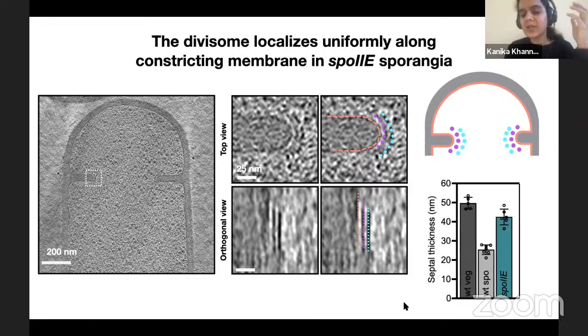And then we also measured the thickness of the invaginating septum. And what we see is that these SPO2E mutants are much thicker than the sporulating septum, although they're still 10 nanometers or so thinner than the corresponding vegetative septum, which suggests that there might be other factors involved in regulating the architecture of the cell division machinery during sporulation. There might be some proteins which are either recruiting SPO2E or are recruited by SPO2E to the septum.